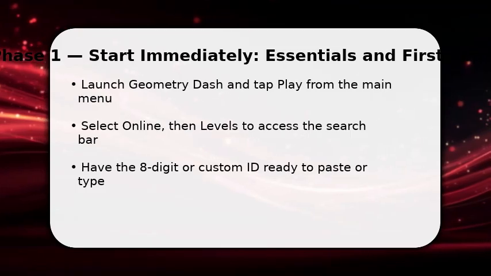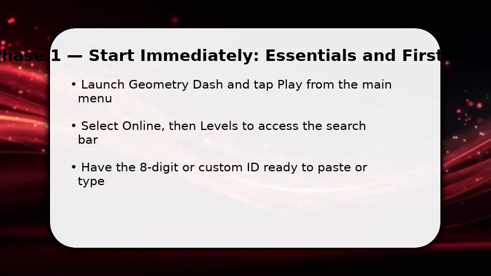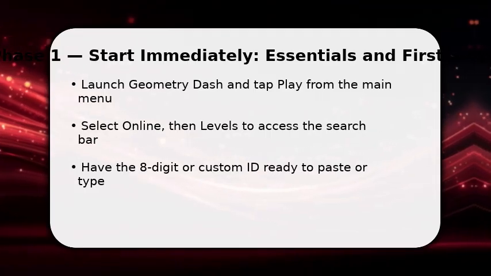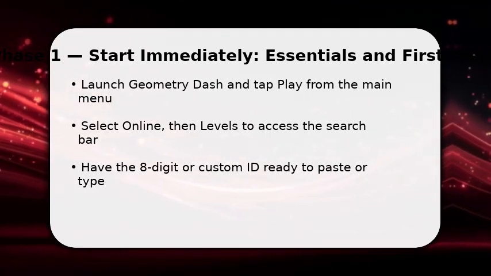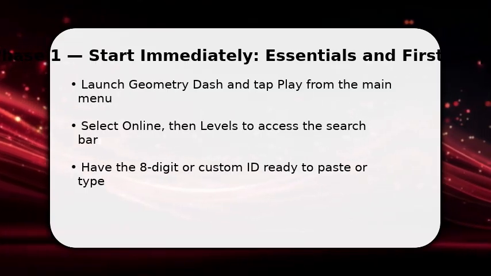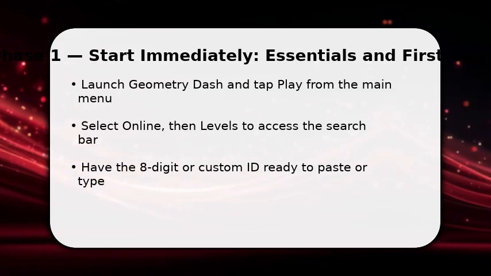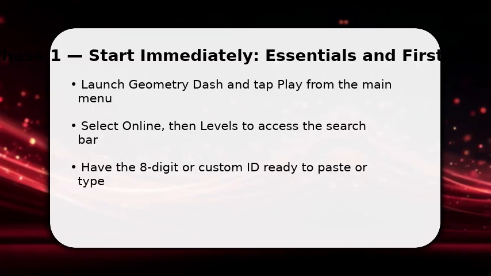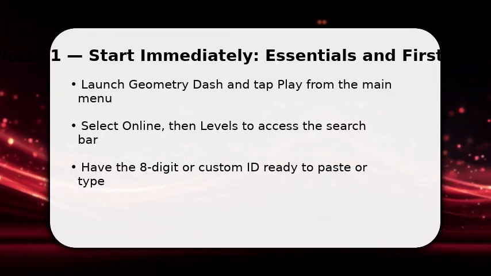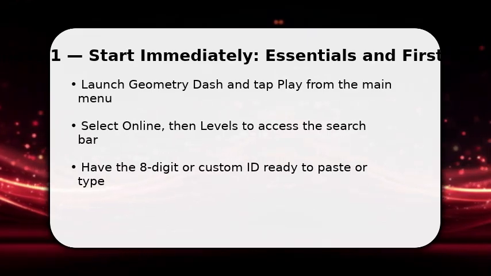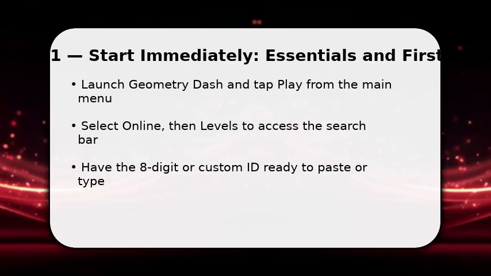Enjoy the video. You start inside Geometry Dash, open the online section and choose Levels. This gets you straight to the search interface where ID work. Once there, focus on the search bar in the top area, make sure you have the 8-digit number or custom ID copied. Typing slowly avoids mistakes. If you pasted, glance to confirm no extra spaces. This step matters because an exact match is required to find user-created levels quickly and reliably.